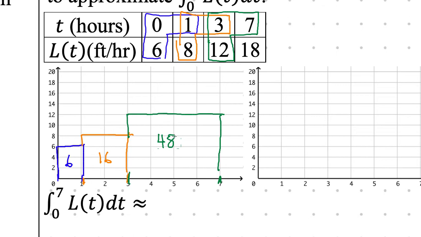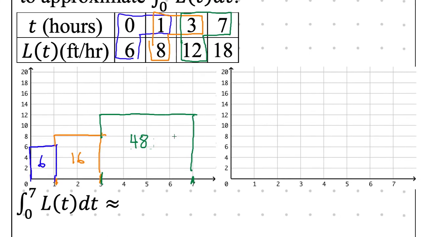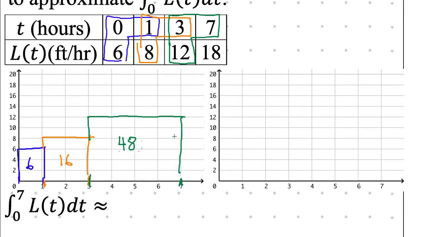That'll happen for a left and a right Riemann sum, and it will be very, very similar for a midpoint sum. It will not be the same for a, what's that one called? A trapezoidal sum.